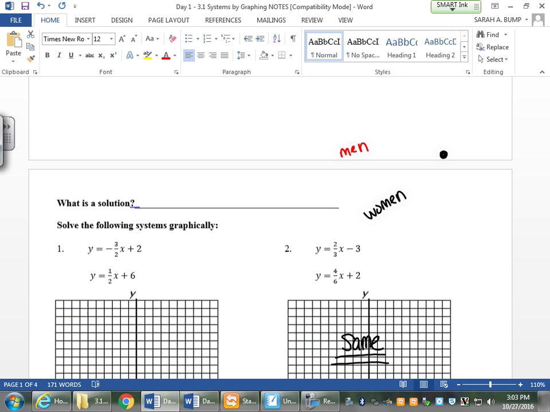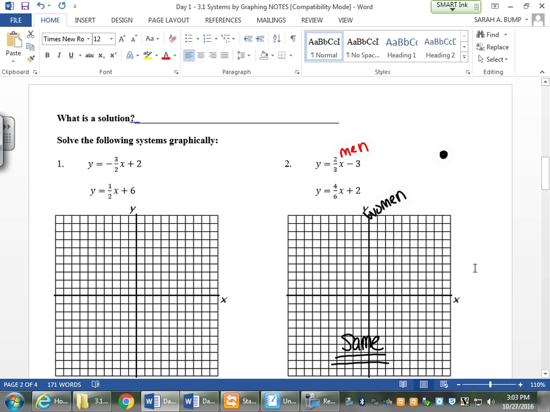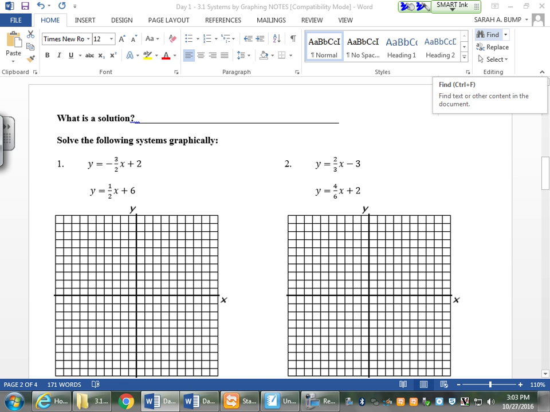So if we go to the next page, why the heck did we just do all of that? We started off with a real world scenario. Now I want to focus in on what the solution means. So the solution to a system, which what we just saw was a system. You didn't know it, but it was. A system is any problem that has two or more equations that had two linear functions to it. That is a system. The solution to the system is the point of intersection.